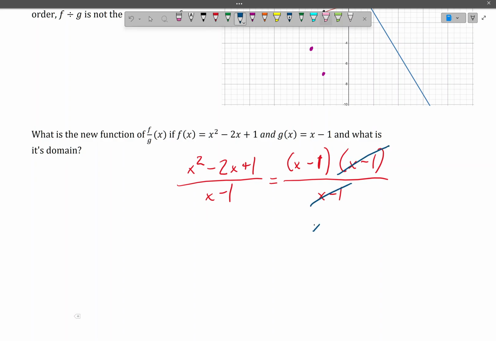But before you can cancel it, you have to keep in mind that this denominator cannot equal 0. So x cannot equal +1. This is a new restriction on that domain because of that dividing by 0 rule. So we say that it is x minus 1 where x cannot equal 1.